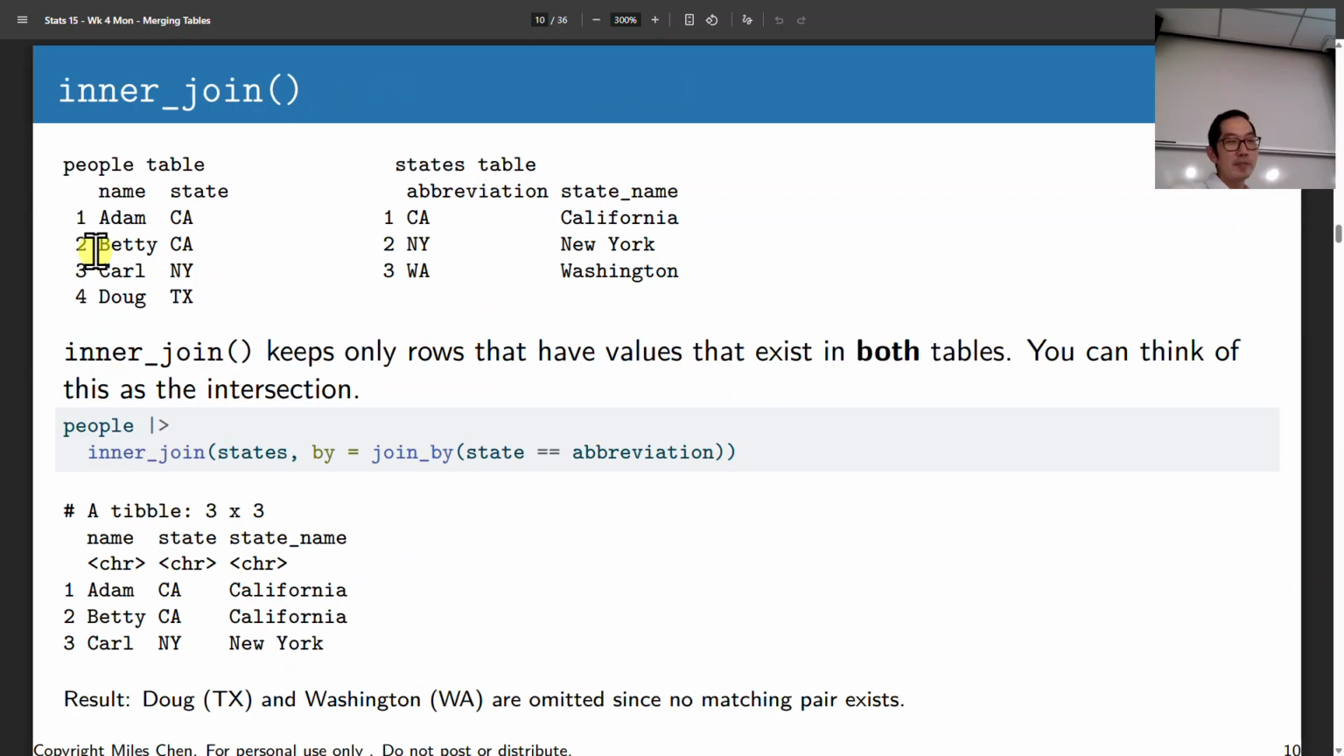Okay. The inner join basically says only things that are in common. So we're going to do people and states and only things that have matches. Because CA and NY are the only things that match, we're only going to get Adam, Betty, Carl, CA, California, NY, New York. Nothing for Doug in Texas, nothing for WA in Washington. That's the inner join, basically the intersection only. So no NAs over here.